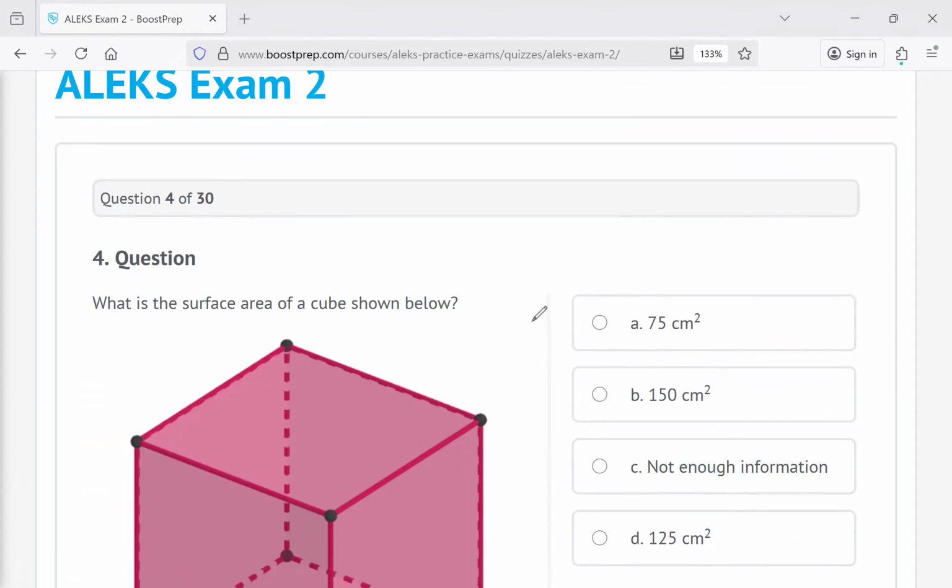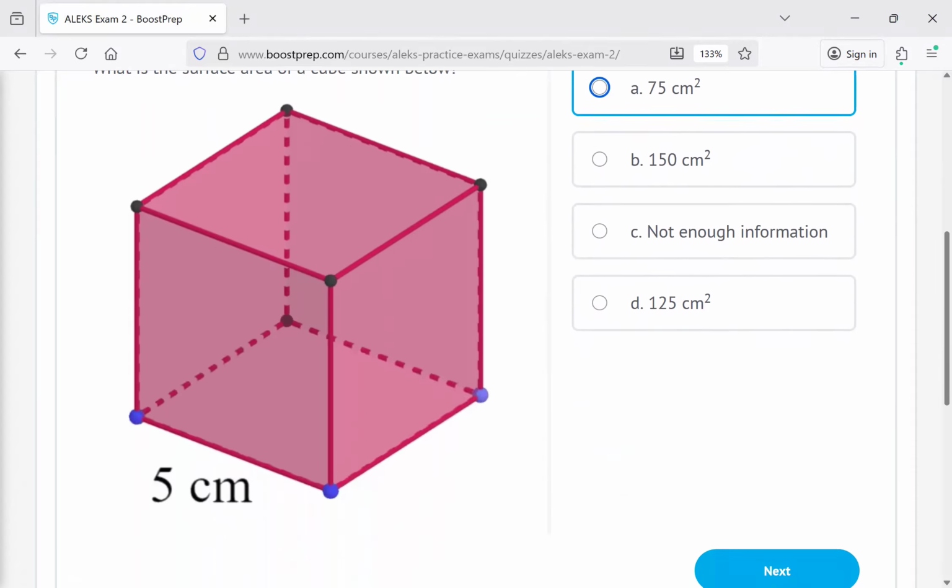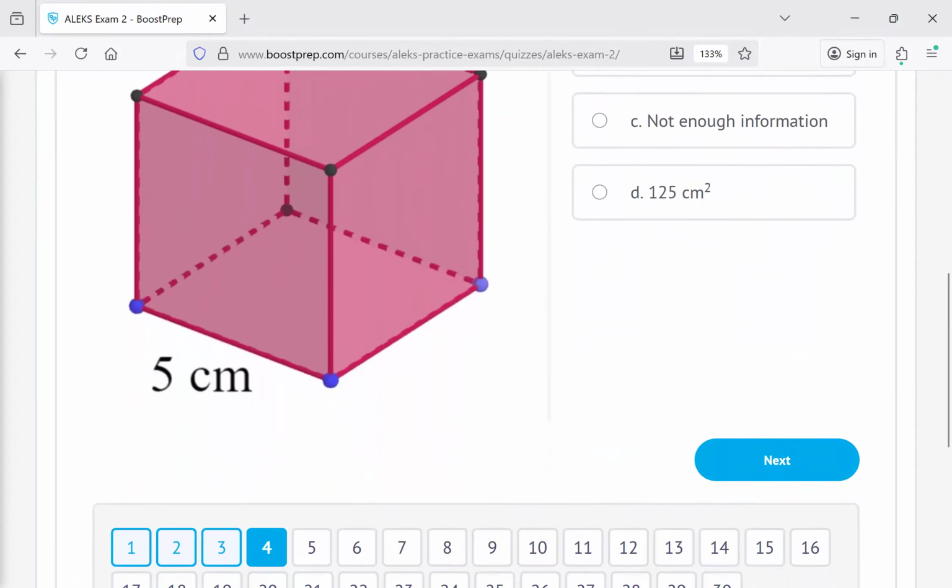Question 4, what is the surface area of a cube? So when we are dealing with cubes, they're basically like squares. Each face is a square, right? In a cube, there's 6 faces. If you know the area of one face, they're saying that this length is 5. So that means all sides are going to be 5. This is going to be 5, this is going to be 5, this is going to be 5, right?